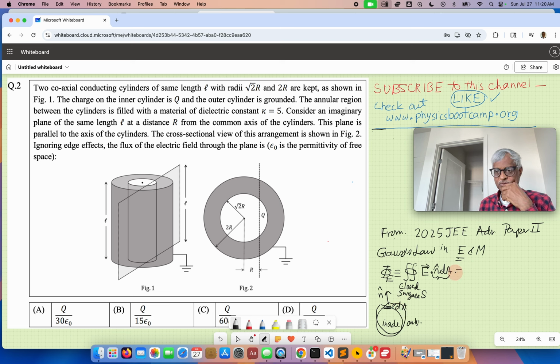Then this is equal to however many charges are inside, and they can be totally randomly oriented. There may be charges outside, but that doesn't matter. These charges remain outside and these charges are inside. So this will be Q inside over epsilon naught, right?